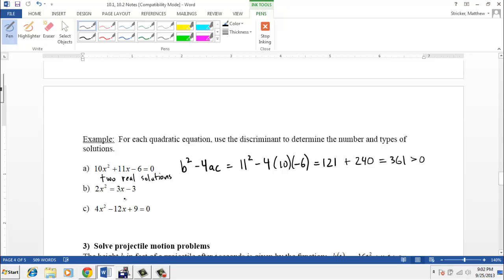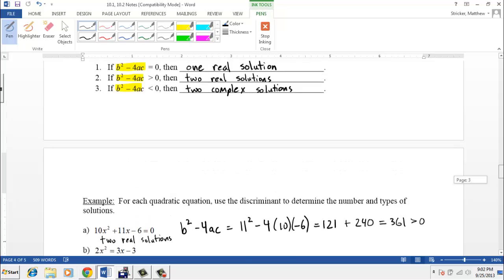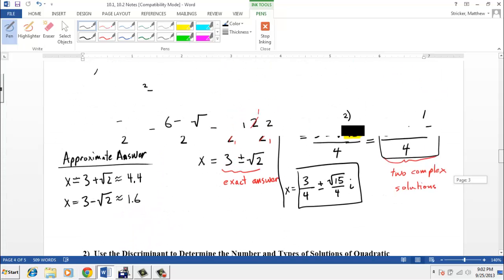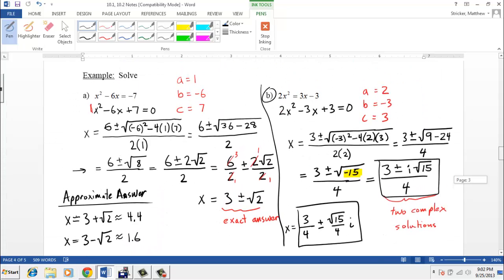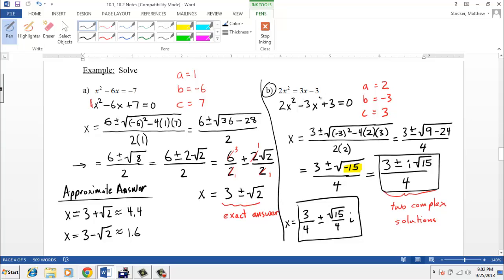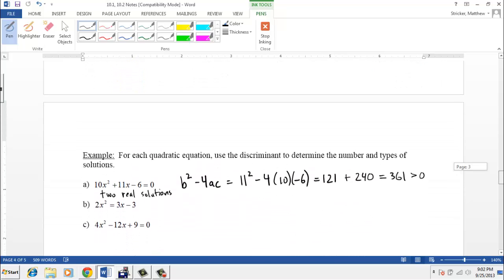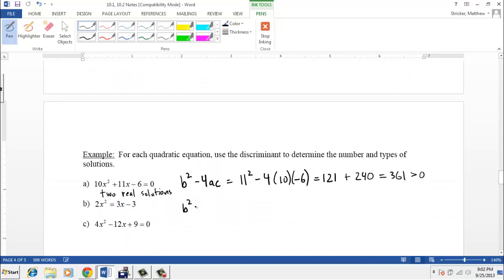The second one here is actually the problem we already did. That was the example B above. The 2x squared equals 3x minus 3, and we already found the discriminant here. We found it to be negative 15. So this one, the discriminant, b squared minus 4ac, rather than doing that work again, we know it's negative 15, which is why we got two complex solutions here.